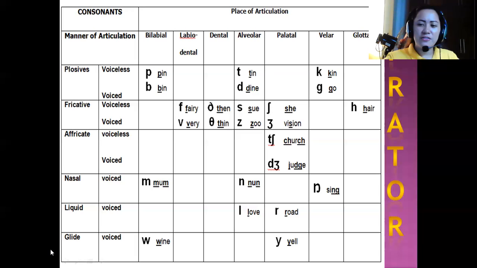Next, we have the liquid. Why is it called liquid?